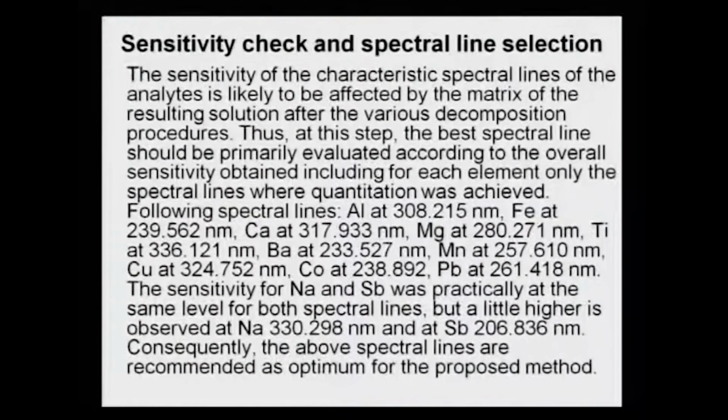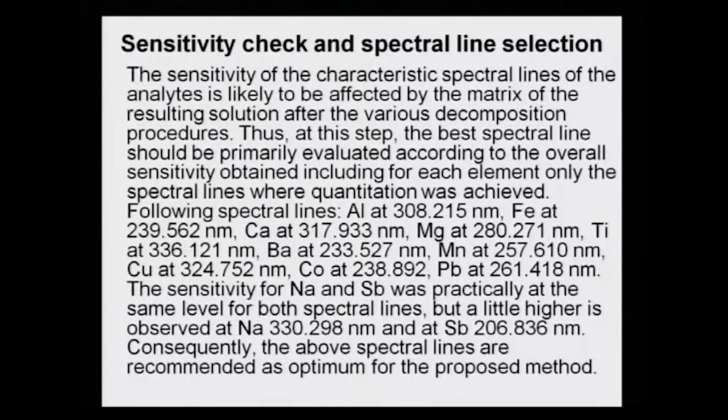Thus, at this step, the best spectral line should be primarily evaluated according to the overall sensitivity obtained, including for each element only the spectral lines where quantitation was achieved. So, that means that whichever spectral line represents that particular element best should be chosen. So, here again there are some manipulations that need to be done for such a programmed and complicated analysis of glass samples.